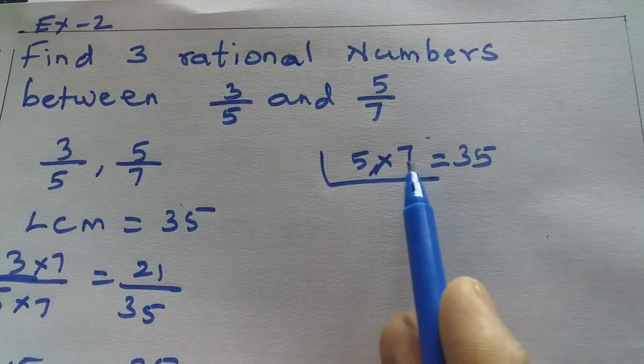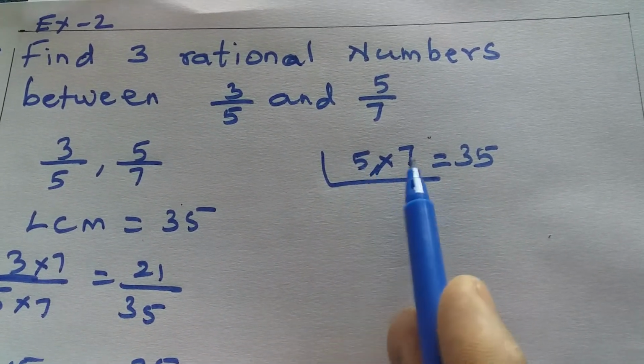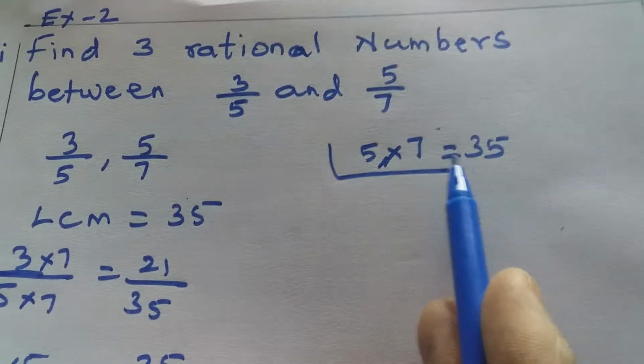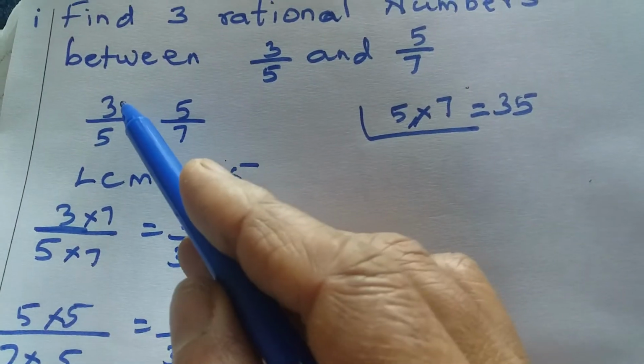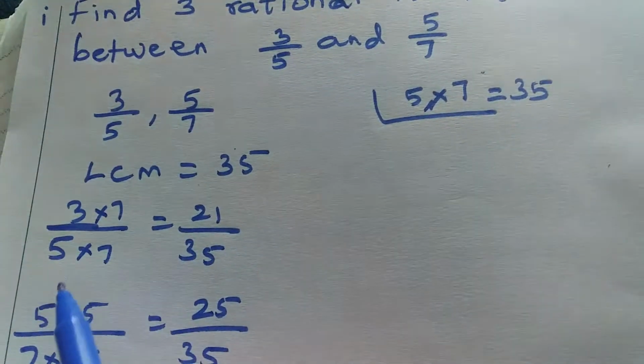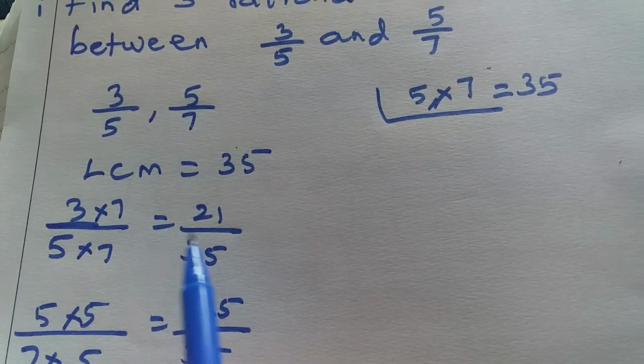When there is no common factor to divide both the numbers, we just multiply the numbers to find the LCM. Now the LCM is 35. So what is the next step? This we have learnt already in fractions. That is, take the first rational number 3 by 5 and we have to change the denominator as 35.